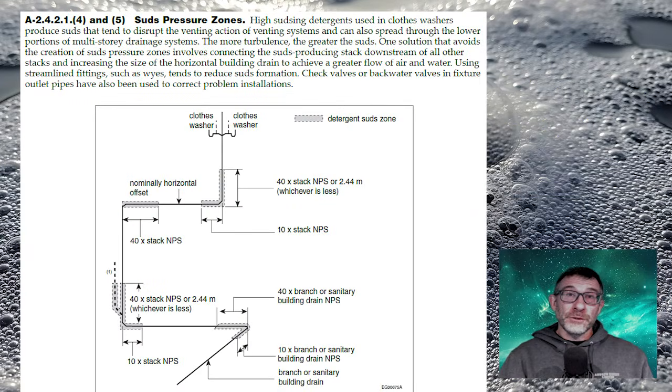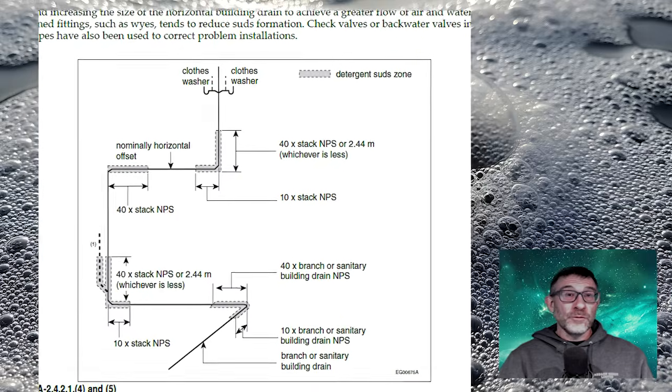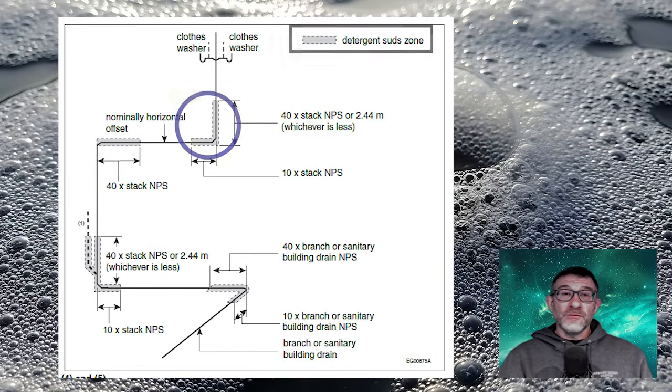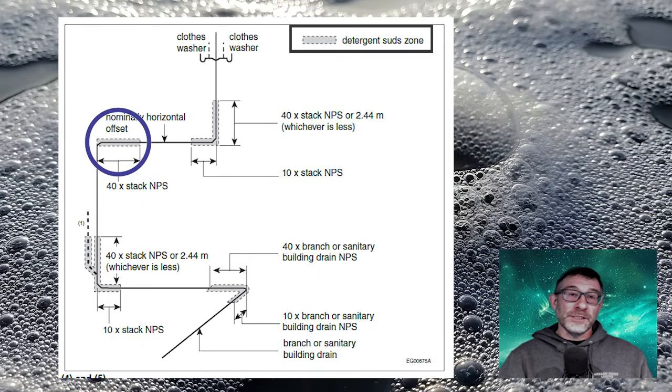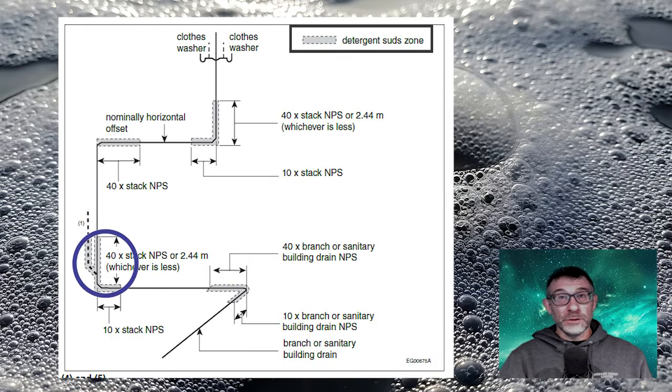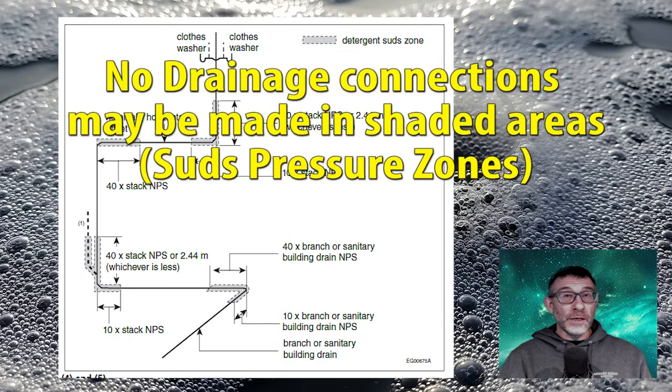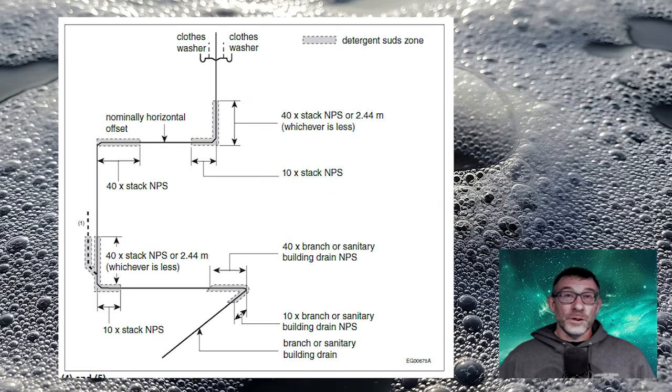To clarify, we can turn to the back of the code book to the appendices. Clause A2421. We have some shaded or highlighted areas here that are our laundry sud zones in this piping system. This is the areas where we're not allowed to connect any drainage to. We're going to use this example to clarify all the different code clauses that we see here.